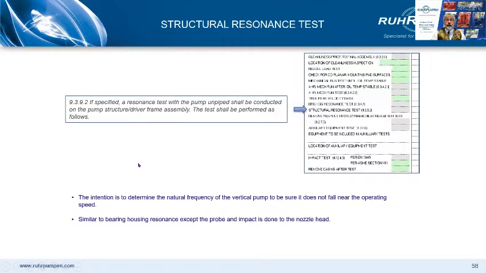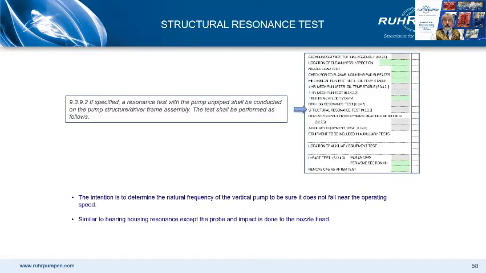Similar but different is the structural resonance test, which is done on a vertical pump, say a VS6 pump, if it's an unusual design or a pump size that has not been well supported in the vendor's installation list. I'll give you an example from my own experience.